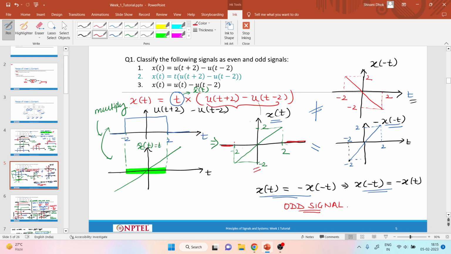So it is something like this. And now we need to check if it is an odd signal or an even signal. So for that, first we find out x of minus t. We need to find out x of minus t. So again we need to flip it about this axis.